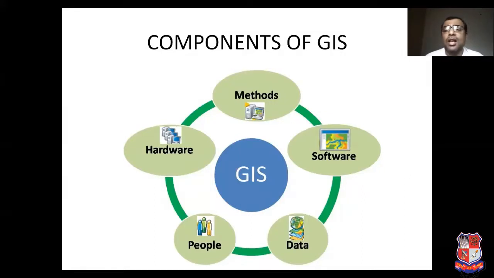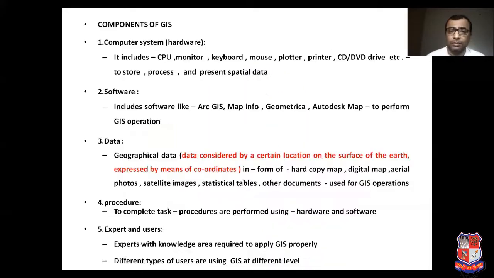In total there are 5 components in GIS. One is the computer hardware, second is the computer software, we require the data, we require the people, and the last one is the methods or processes. Now let us discuss each component one by one in brief.